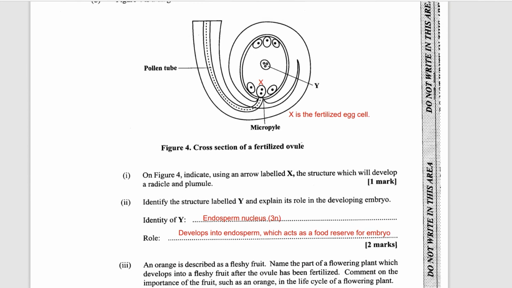Identify the structure labeled Y and explain its role in the developing embryo. Well, this is your endosperm nucleus, which is triploid. This develops into the endosperm, and what the endosperm acts as is a reservoir or food reserve for the embryo. It is basically like the placenta for the little plant baby that is going to form.